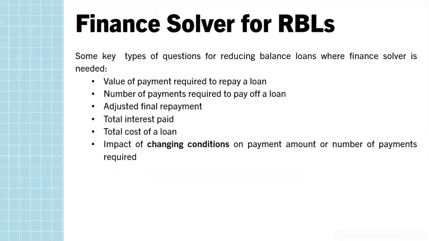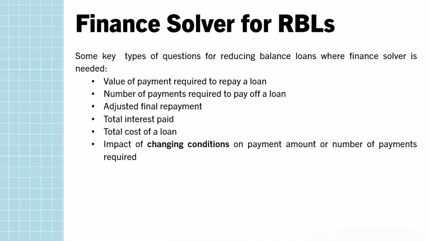So looking at some conditions or times when we would use Finance Solver. Generally speaking, when you're reading the question and you're identifying that it is a reducing balance loan, you're wanting to think about how many pieces of information do I have? So out of those different boxes, out of all of that information, how many do I have access to? And there should be one left to solve for. In that case, it might be the value of the payment required to pay off the loan. It might be the number of payments needed to pay off the loan.